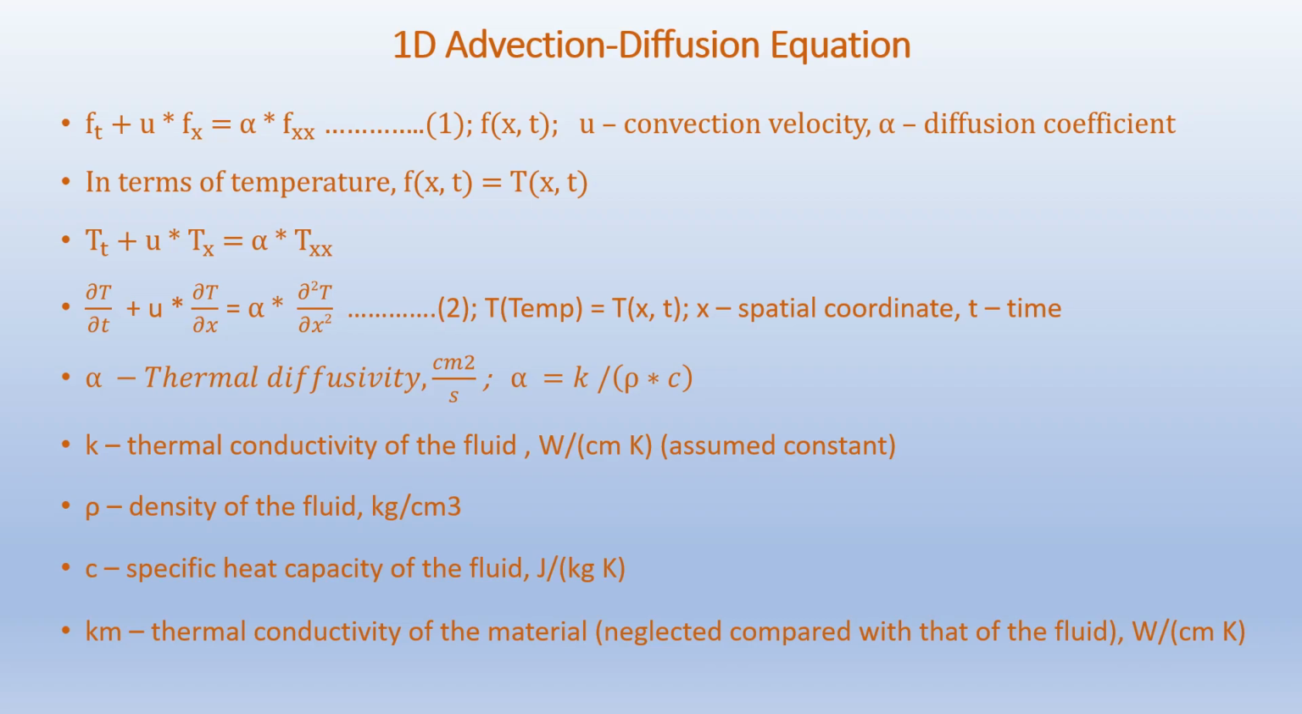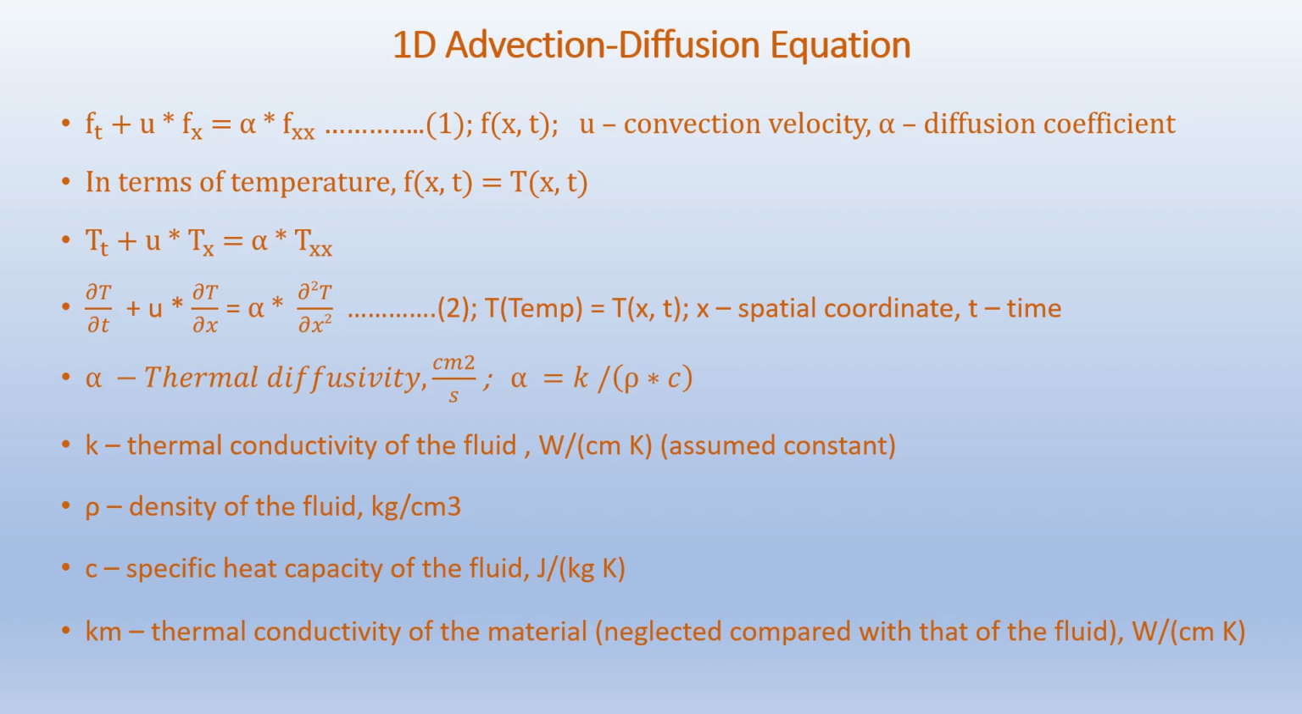Here the uppercase T represents the temperature and is a function of x, the spatial coordinate, and time t. Alpha is the thermal diffusivity of the fluid, given in centimeters squared per second. Alpha equals k over rho C, where k is the thermal conductivity of the fluid in watts per centimeter Kelvin, and it is assumed constant.